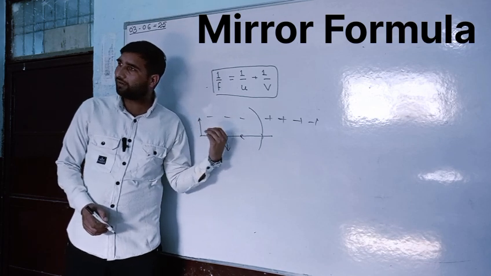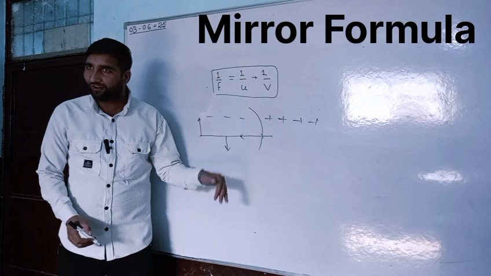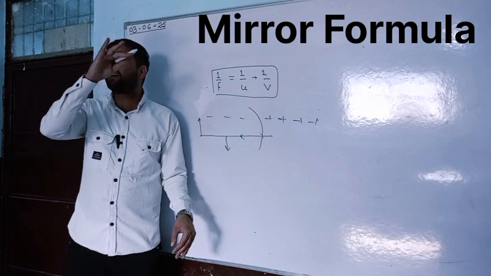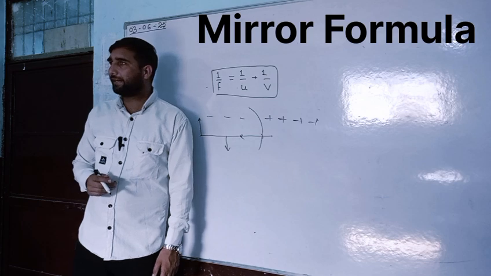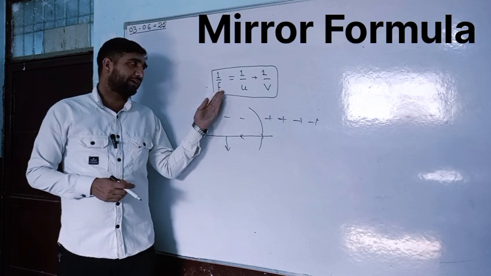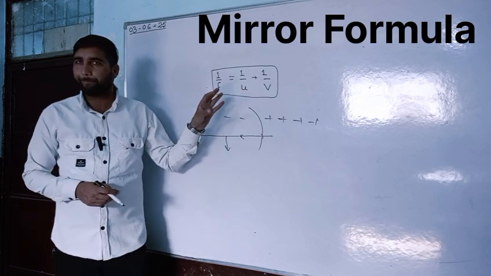negative, because on the left side all the values are negative, and on the right side all the values will be positive. Downward all the values will be negative, upward all the values will be positive. When I say all the values, I mean the value of f, the value of u, and the value of v. This was all about the mirror formula.